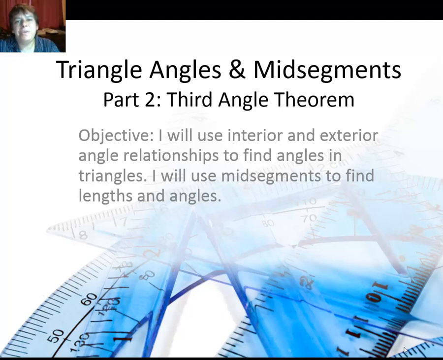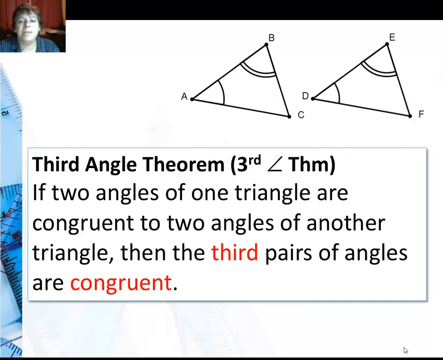The third angle theorem takes a look at how if two angles are congruent in two triangles, the third has to be congruent. It kind of reminds me of the congruent supplements theorem. So let's go ahead and take a look at it.